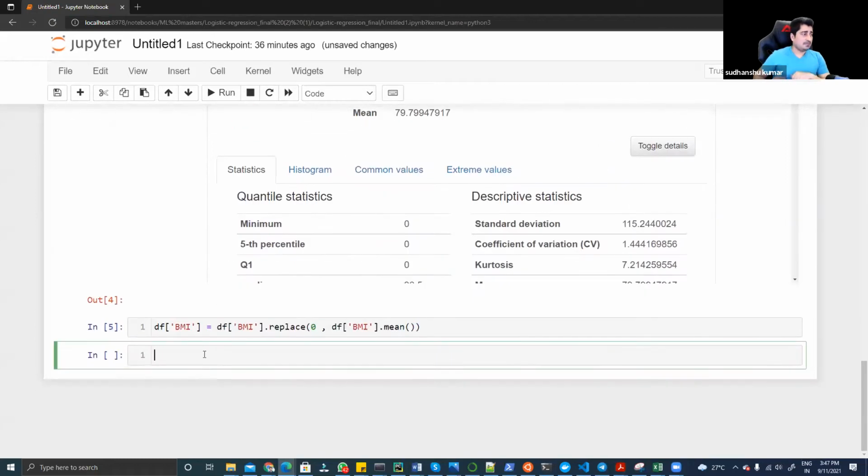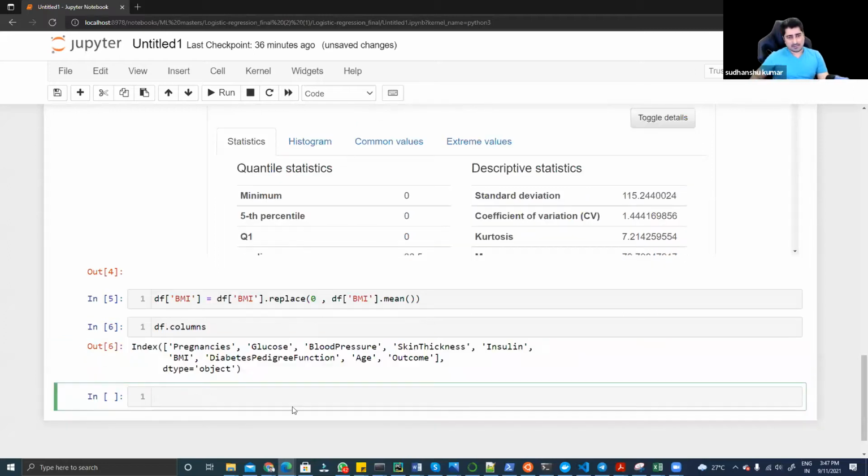Now what is next? Maybe we can work on the glucose column, blood pressure column, and insulin column, and in a similar way achieve the same thing. So data frame dot columns, just for my reference, I'm going to print it. Then I can work on the blood pressure column. Data frame blood pressure dot replace, replace zero with what? Data frame of, and start typing, guys, blood pressure dot mean. So the mean of this blood pressure.